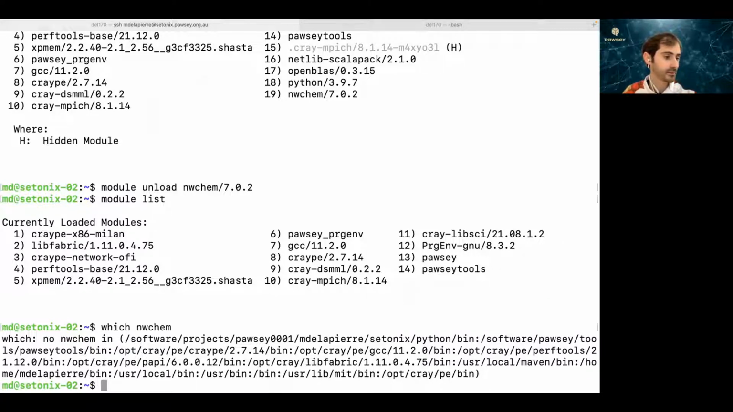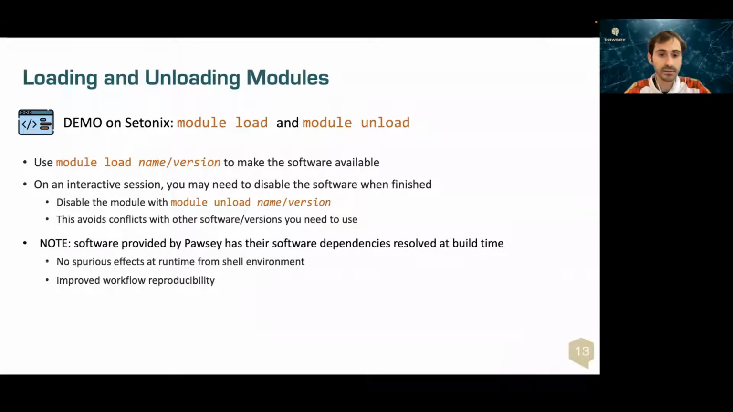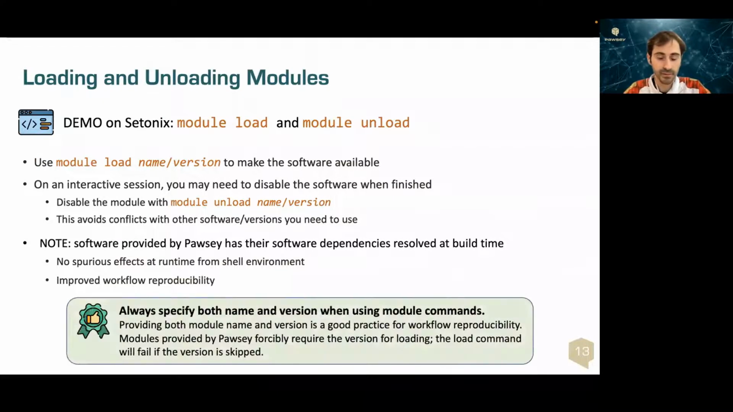Now back to the slides. This is what I just told you. An important best practice is to always specify both name and version when using the module command. This is a requirement for Pawsey modules. It's also good for reproducibility, because it means that when you script your workflow, you are forced to think about the version you want to use, and the version is recorded in your scripts.